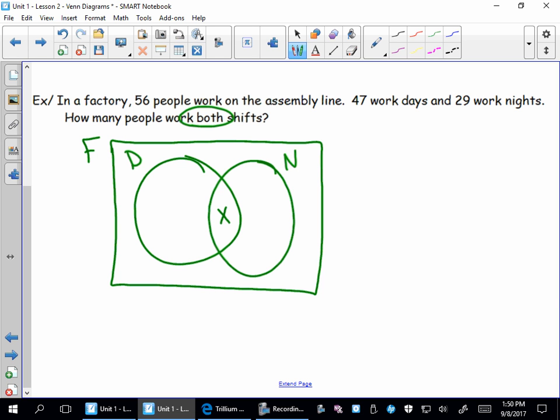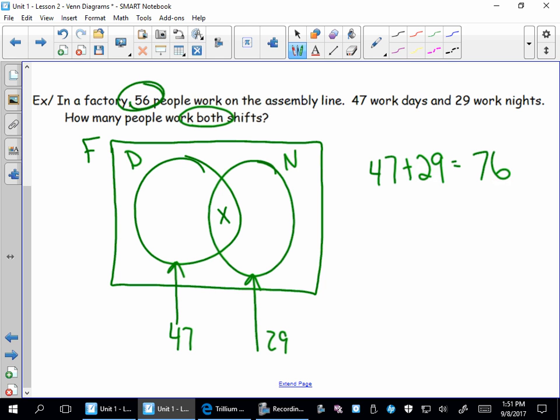So when we deal with Venn diagrams, the way we deal with them is we work outwards from the middle. Okay? We have to think about the fact that if there's 47 in this circle and there's 29 in this circle, well, together that makes a total of 47 plus 29 is 76. There should be 76 workers if nobody worked both. But we're told there's only 56 workers. So the difference between what we think we have, that's the 76, and what we do have, subtract the 56, gives us the overlap, the part in the middle, the part we need to know before we start this question.